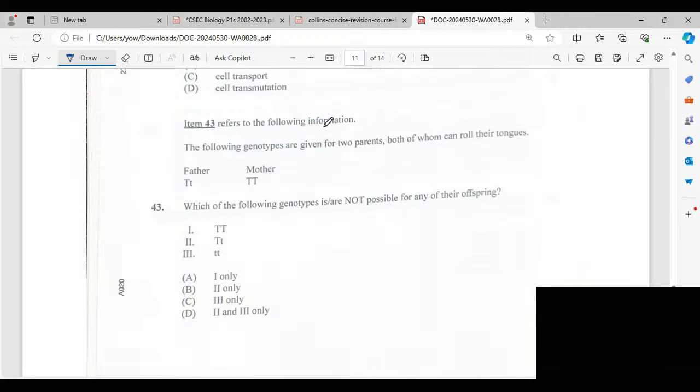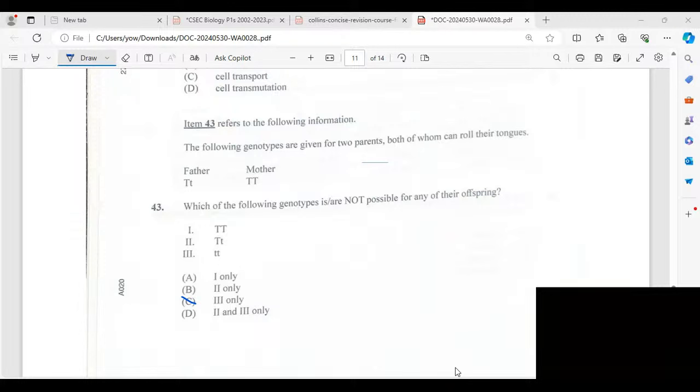43 refers to the following information. The following genotypes are given for two parents, both of whom can roll their tongues. Which of the following genotypes is not possible for any of the offspring? So there are dominant alleles present here. If you draw a quick Punnett square, with big T, small t, and two big T, you'll see that it's not possible to get a recessive, because all of these would include a dominant. So the answer would be C. It's not possible for the offspring to be recessive. So the answer is C for 43. I hope you guys got that one.